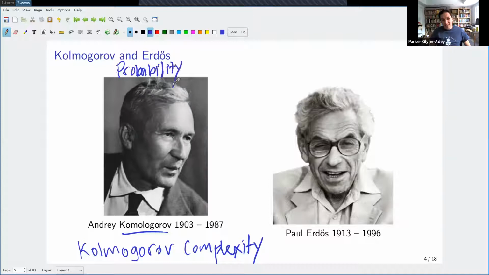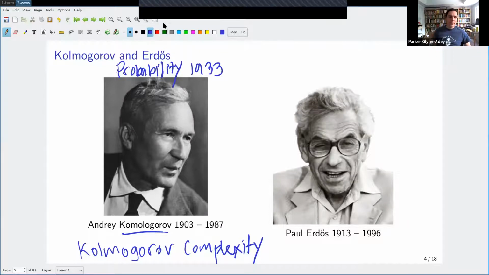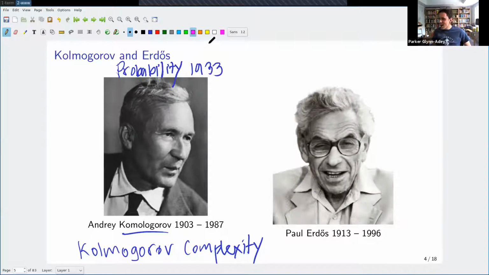And he did that in 1933. So that's really late in the game. That's less than 100 years ago. I see a comment, Shrivardhan saying, Erdős popping up everywhere. Yeah, man, Erdős is the man. He did so much cool stuff.